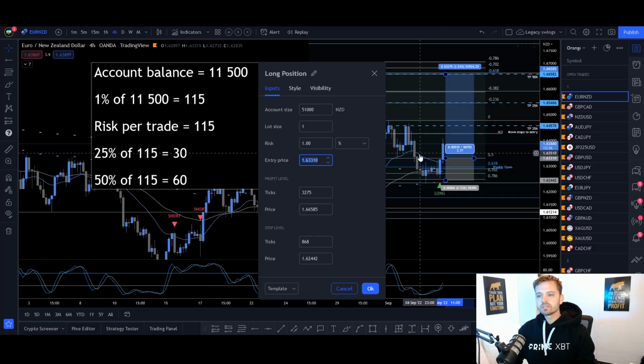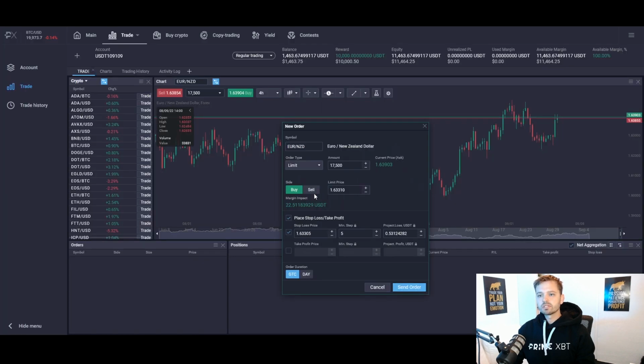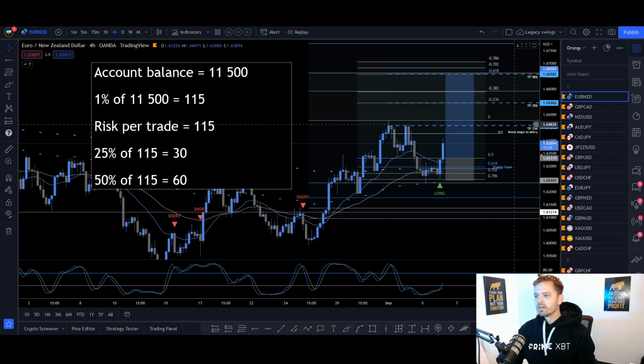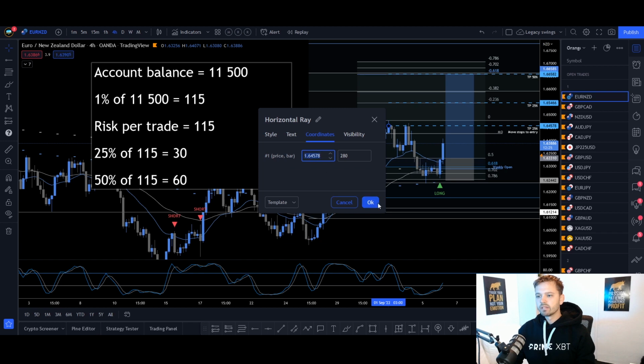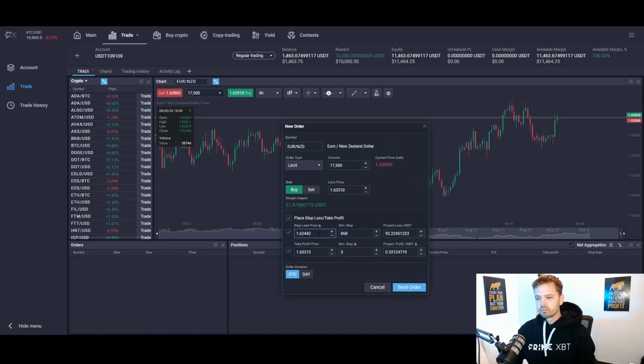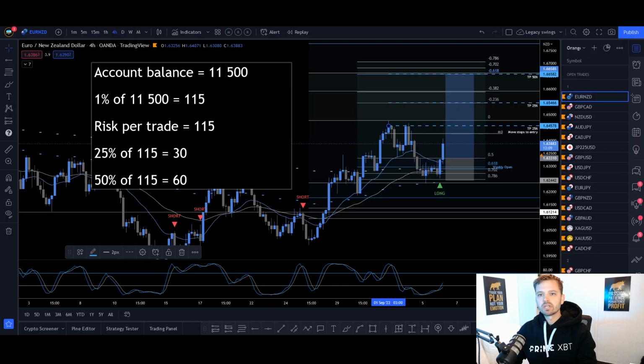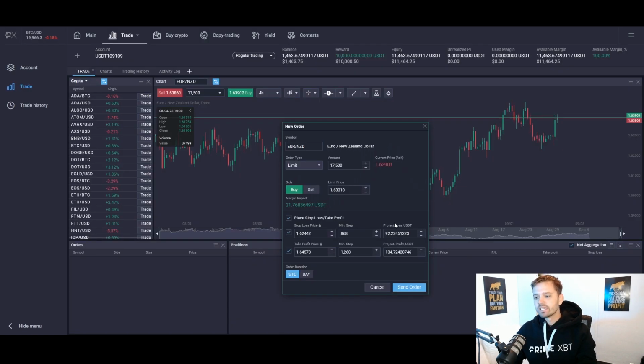Press stop loss. We're going to be using the stop loss. Press take profit, and we're going to be selecting profit number 1, TP1, right? And we're going to be using the same numbers from TradingView because it's very, very similar to the prices in PrimeXBT when it comes to Forex. So right here you see that the projected loss in USDT for this position is going to be $92. We're going to be risking 30, so it's obviously way too much.